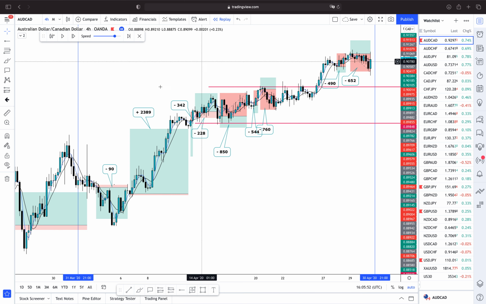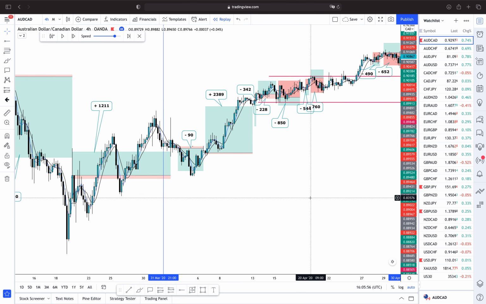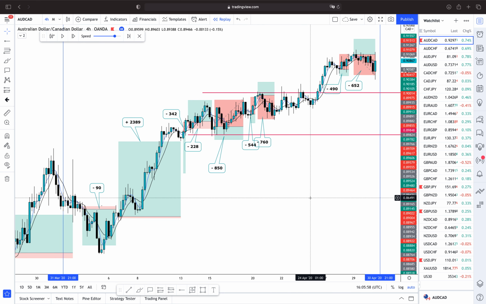Sometimes when AUDCAD is not performing well, other currencies will be performing well. So this was for the month of April.